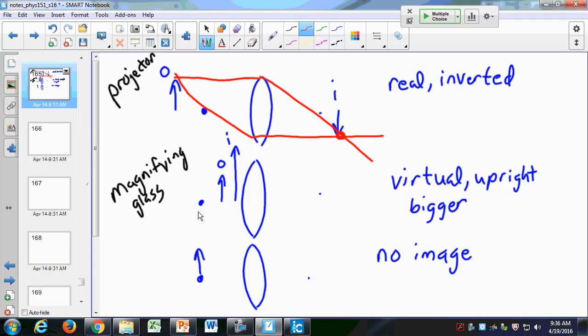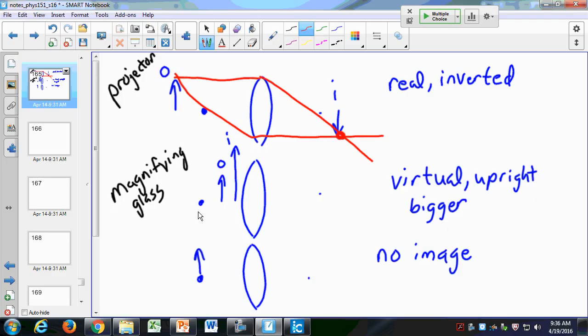The magnifying glass, I'm not going to try to draw the rays for this. These are kind of complicated because you get what we call virtual rays, and you don't need to know about that. But anyway, the magnifying glass is a virtual image. It's always upright. It's always bigger. And then if I'm at the focal point, I can draw a ray.